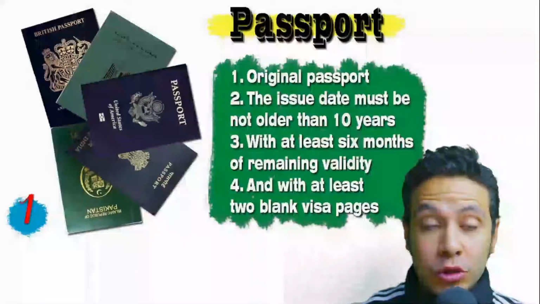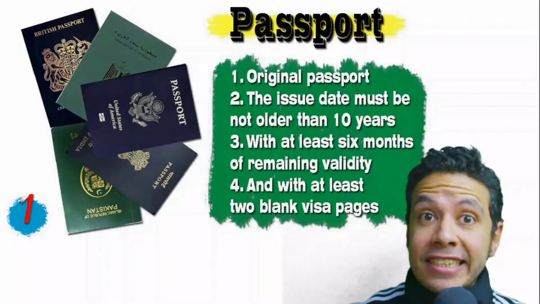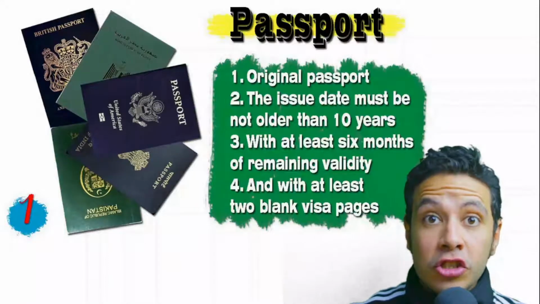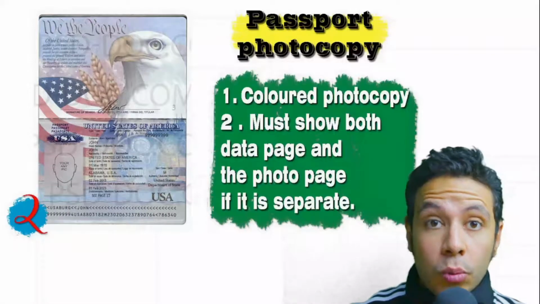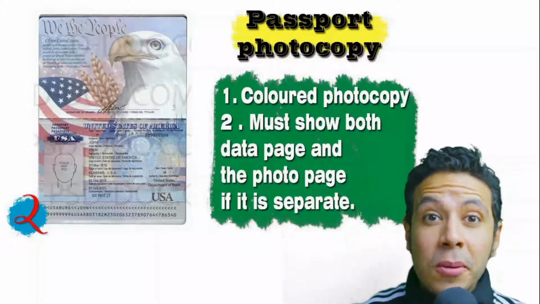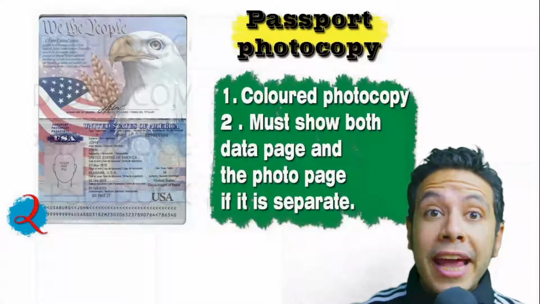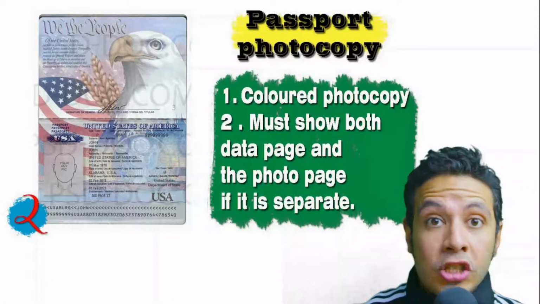So what are the required documents that you will need while applying for any visa? Speaking about your passport, it must be original, and it must not be older than 10 years, with at least 6 months of remaining validity, and with at least 2 blank visa pages for the stamps. In many cases you will also need a passport photocopy. It might be 1 copy or more than one, and it's preferred to be colored, and both the data page and the photo page must be shown if separated. In some cases you might be required to photocopy every single page of your passport, but in general only the data page and the photo page are needed.